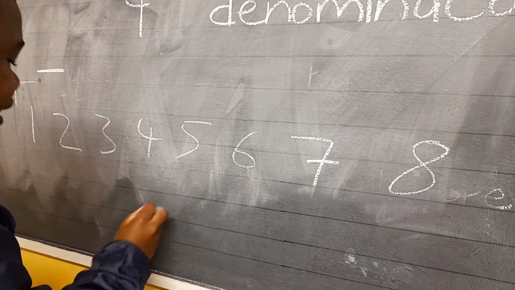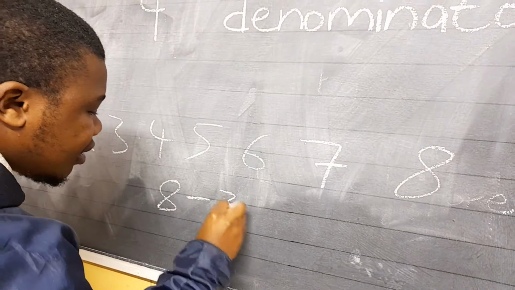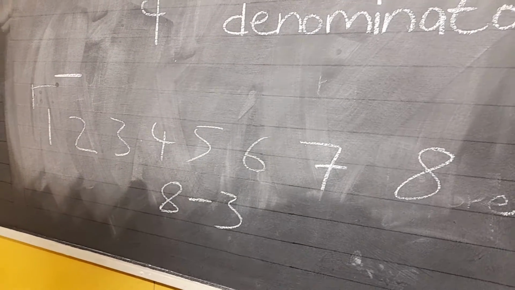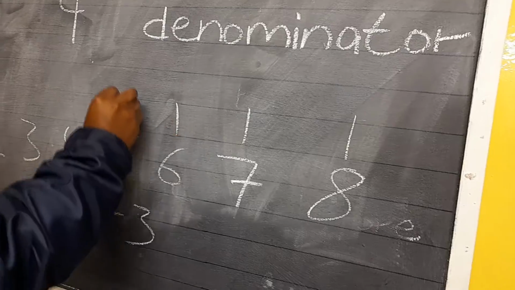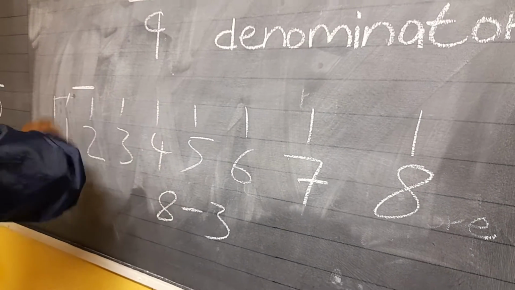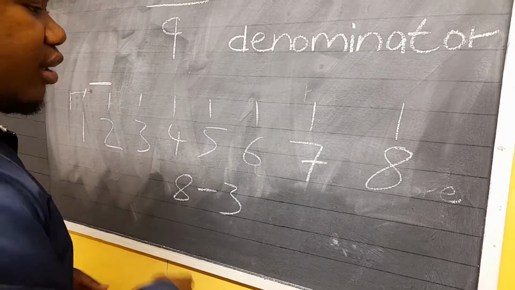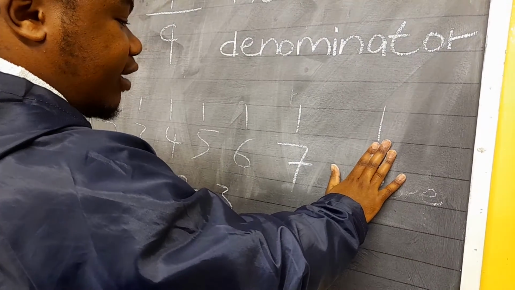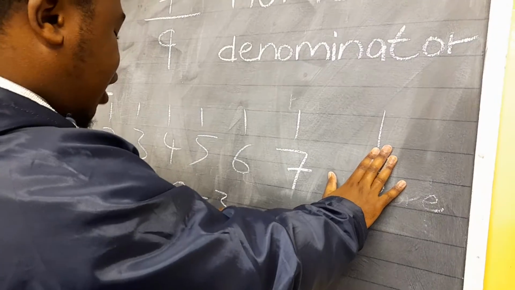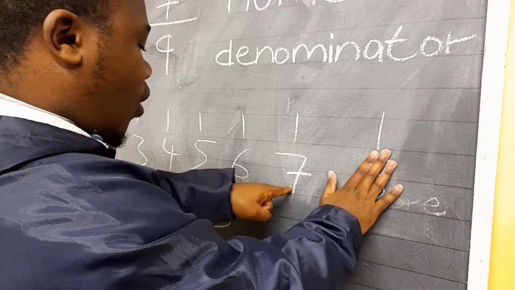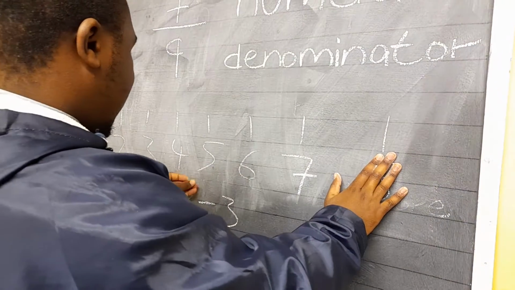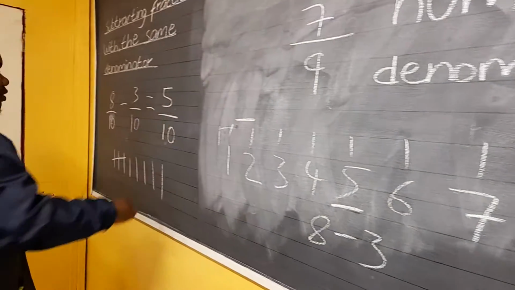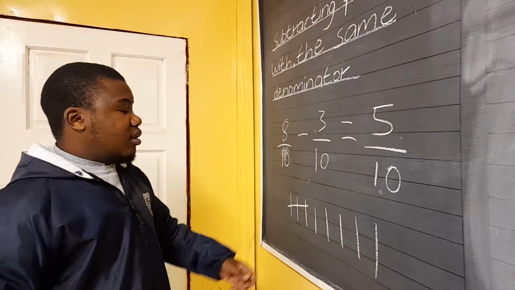So we are subtracting 8. You are saying 8 minus 3. So this is what you're going to do. You go to your ruler. You go to 8. You put your right hand on 8. Then you start counting how many times? 3 times. 1, 2, 3. So the answer is 5. That will be all.